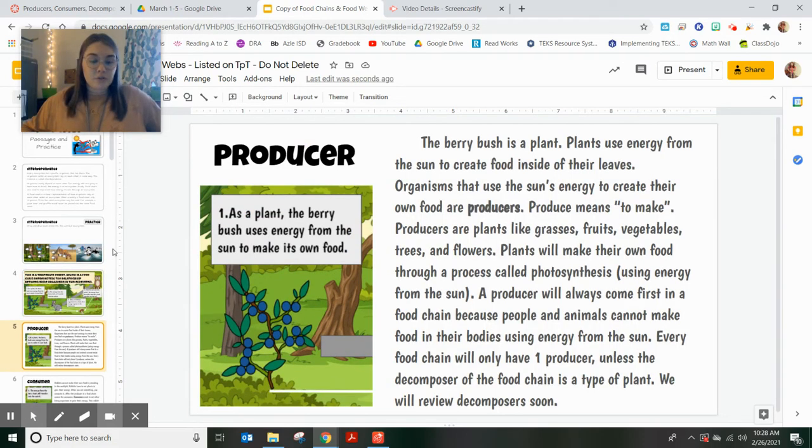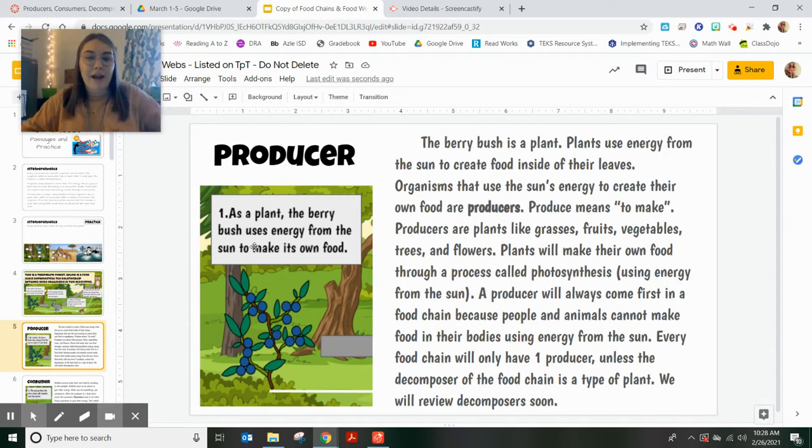So a producer. A producer is like this berry bush. It's a plant. These plants use energy from our sun to create food inside of their leaves. So we eat plants, so we can get energy from the plants that we eat. Organisms that use the sun's energy to create their own food are called producers. So plants are all producers, and that's typically how we start off our food chain. After the sun, we have our plants. Produce, that word means to make.